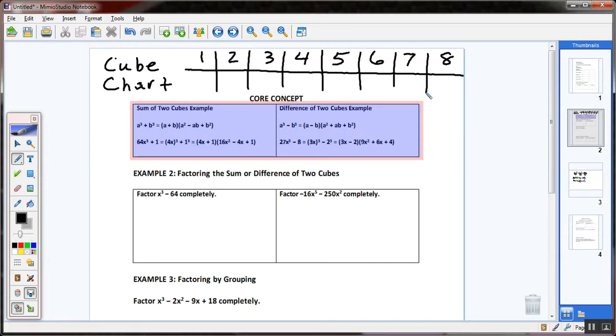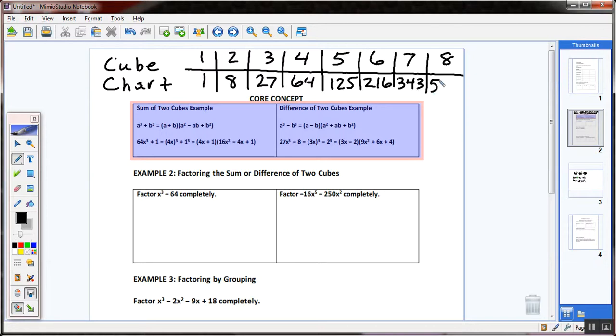So guys, if I wanted to cube 1, what's 1 times 1 times 1? 1. So I would say the cube root of 1 is 1. Okay, what's 2 to the third power? 8. Now let's finish this chart for you. Anybody know what 5 cubed is? Anybody know 6 cubed? Anybody know 7 cubed? Very good, 343. Anybody know 8 cubed? 512. Very good.